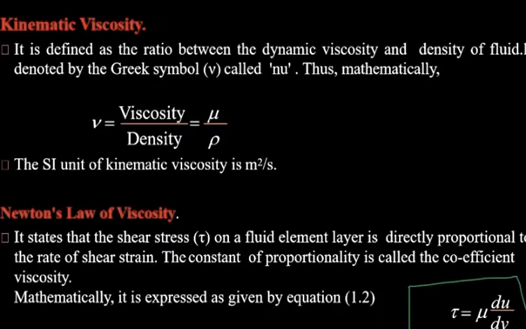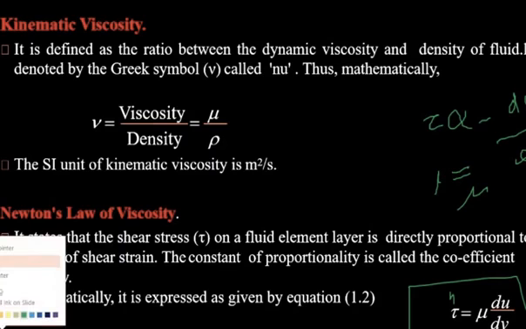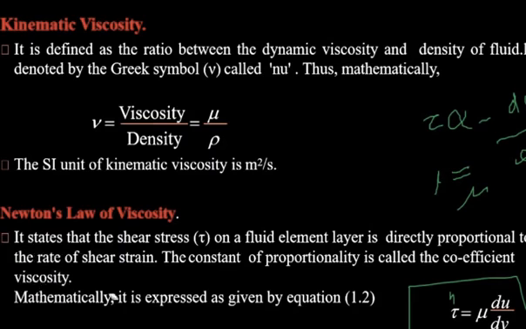So what does Newton's law of viscosity state? It states that the shear stress tau on a fluid element layer is directly proportional to the rate of shear strain, that is du by dy. Whenever this is equated, we get a constant of proportionality mu, and this mu is called the coefficient of viscosity. So it is so easy, right? So that is Newton's law of viscosity.